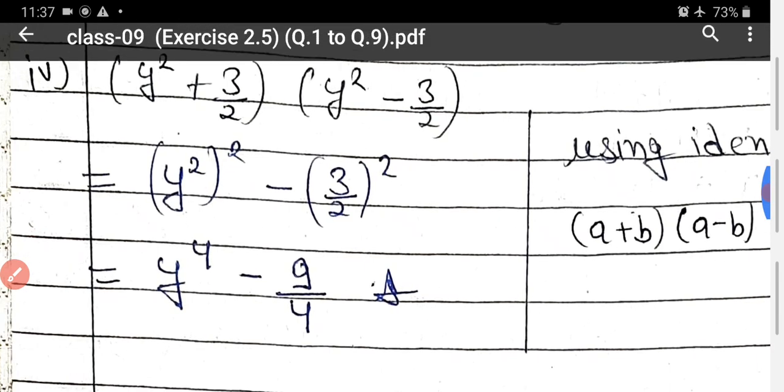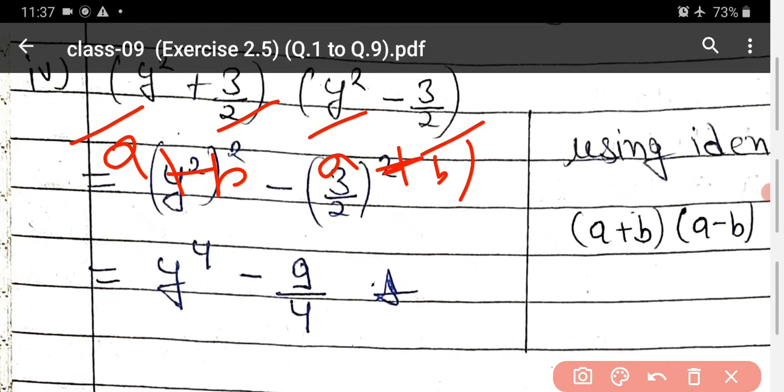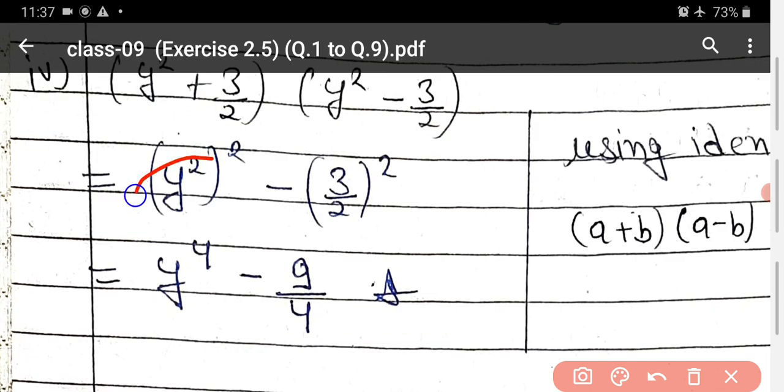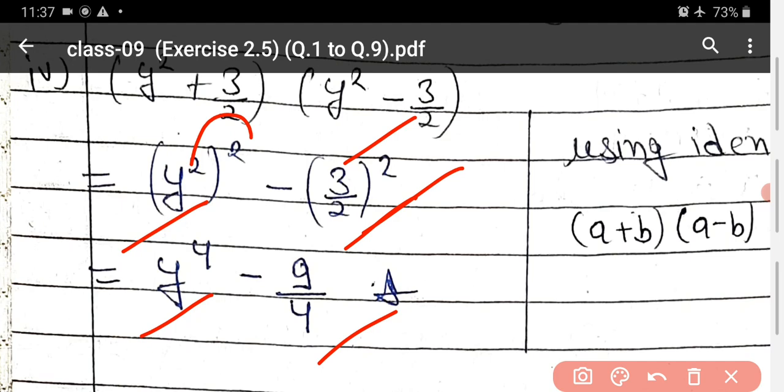Write here a², which means (y²)². Here y² is a, meaning complete a, and 3/2 is complete b. So write a² − b². In place of a you write y², in place of b you write (3/2)². Now solve. Power of power you have to multiply, so 2 times 2 is 4, then y⁴ − 3² is 9 and 2² is 4. So your answer is y⁴ − 9/4.